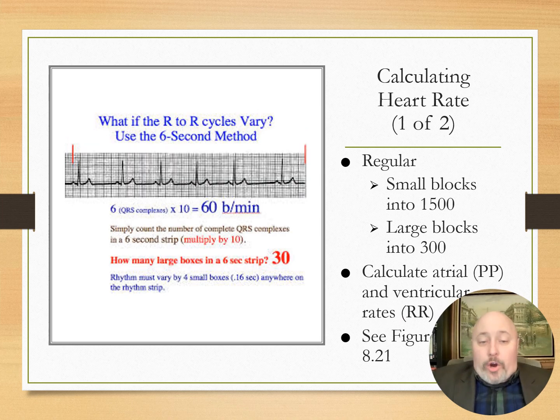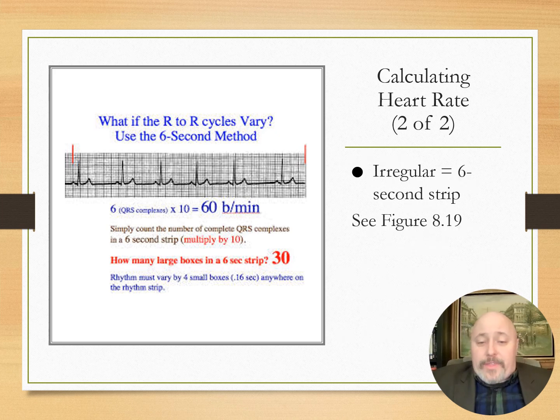When calculating heart rate, one easy method is the 6 second method. If you look at our strip, between those two red hash marks is 6 seconds. You would just count the QRS complexes, in this case, one, two, three, four, five, six, and multiply that by 10. And you know that this patient's heart rate is roughly 60 beats per minute.